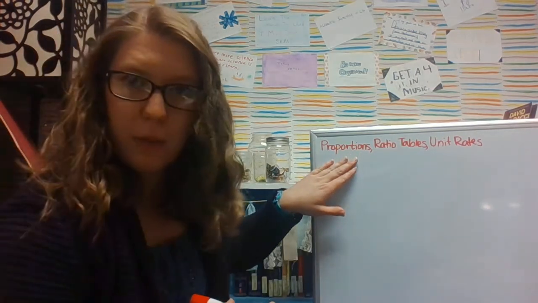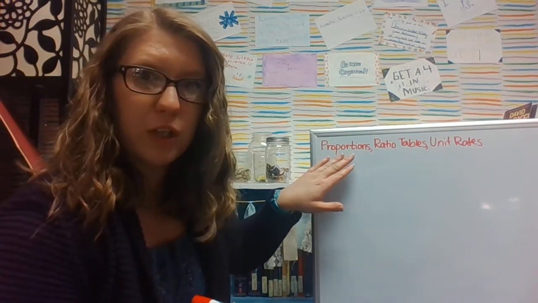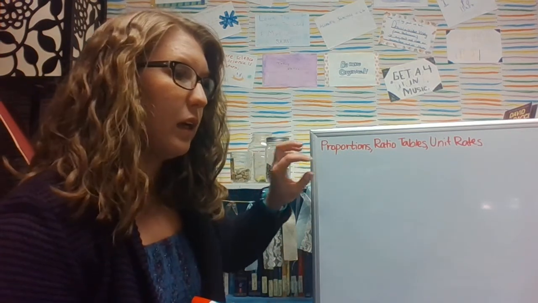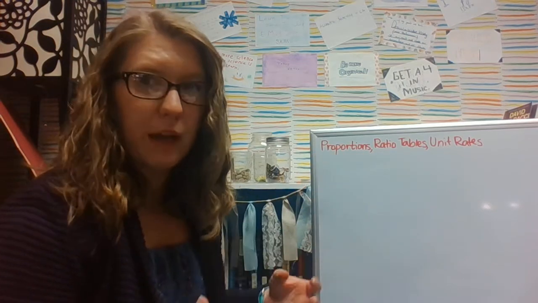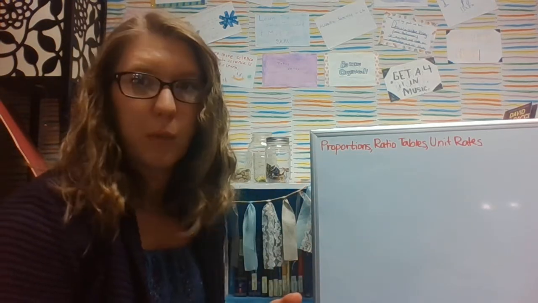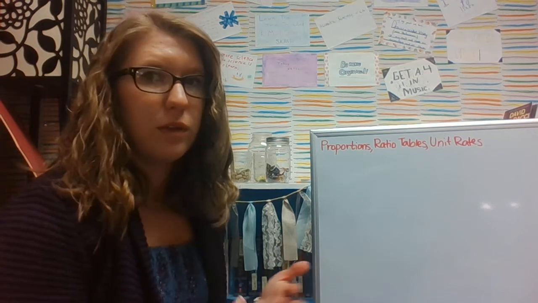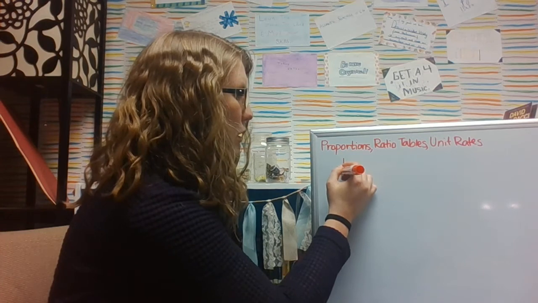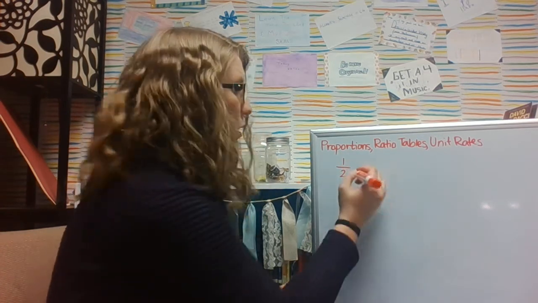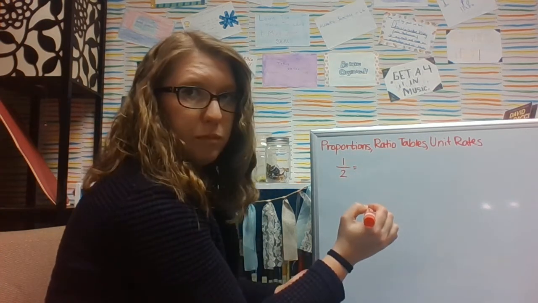So if I think about it, a proportion is just a comparison of two ratios. A ratio is a comparison of two numbers. A proportion is a comparison of those two different ratios. So if I use something easy like 1/2, I can say that that is a proportion.